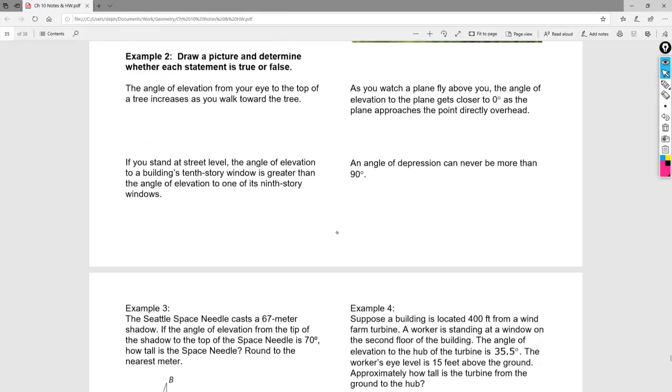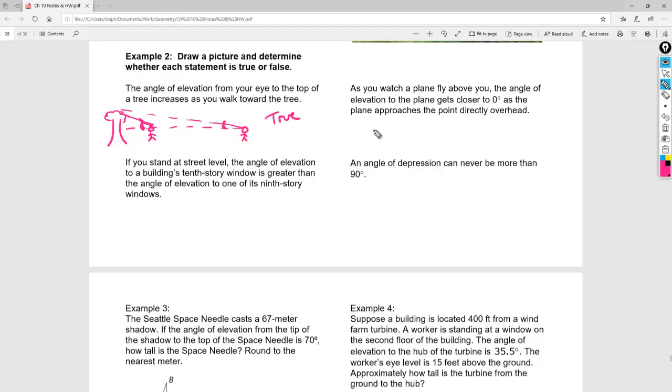So first question, the angle of elevation from your eye to the top of a tree increases as you walk towards the tree. Alright, so let's think about this. Let's say we have a tree, pink tree, and let's say we're all the way over here. And here's my line of sight to the top of the tree. Okay, so this would be my angle of elevation. And now if we move closer to the tree, let's say our line of sight stays the same. Now if I compare my angle definitely has increased in size, so this would be true.